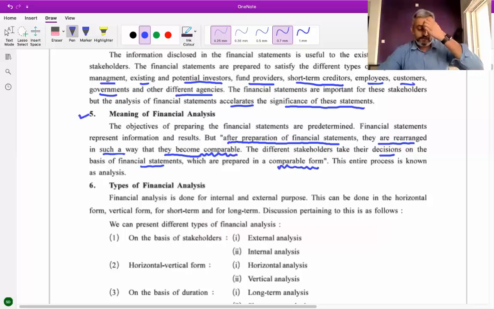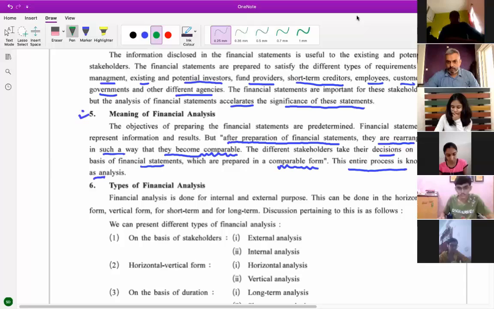So this is the first part we are going to see. We are going to compare. Compare what? Results of the current year with results of the previous year. This entire process is known as analysis. This is important. I hope you all are marking this in your textbook.